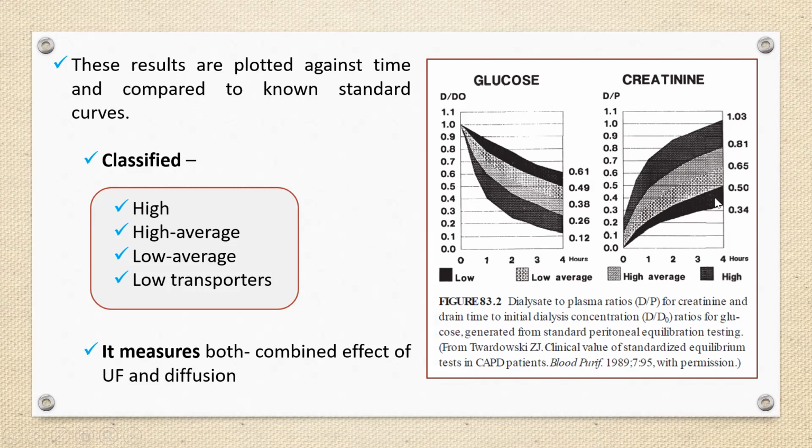These patients have been classified into the 4 categories: high transporter, high average transporter, low average transporter, and low transporter. It measures the combined effect of both ultrafiltration and diffusion. This classification is done on the patients, and after they are classified, we plot them on these standard curves. It should be noted that there is a significant discordance between the categorization of the patient's transport type based upon whether the D/P creatinine or D/D0 glucose is used.